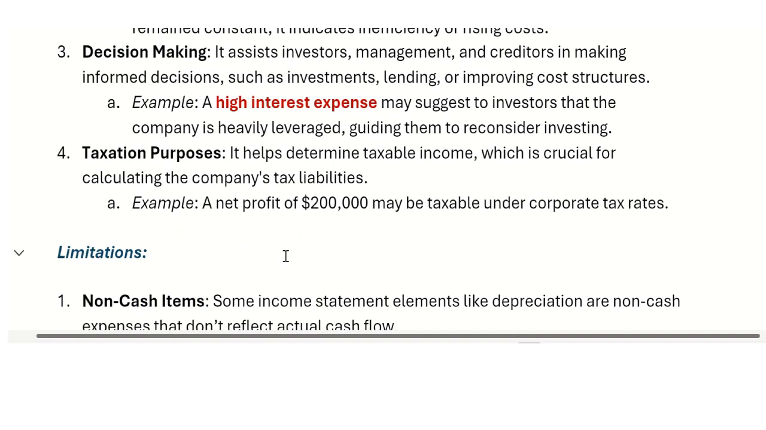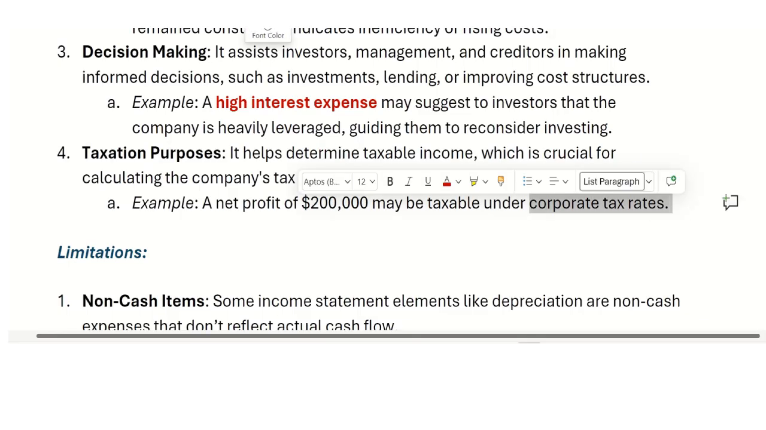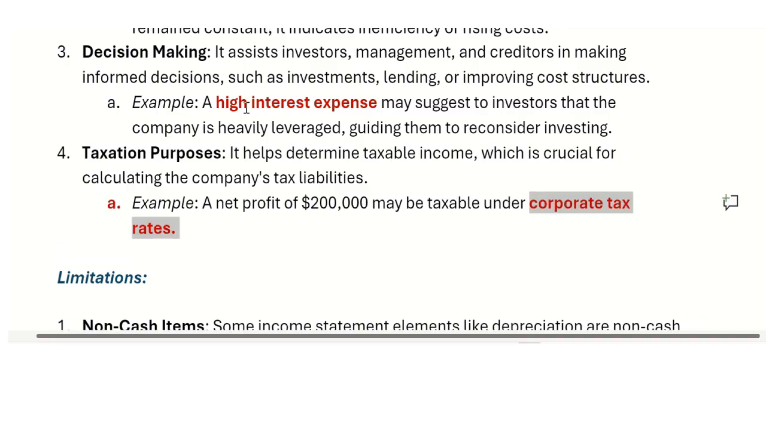Now, for taxation purposes, it helps to find the taxable income, which is very important for calculating the company's tax liability. For example, net profit is $200,000 and maybe taxable under the corporate tax rate, right? So this is also an important factor. Whatever the rate, every province has different rates to calculate the tax on the profit.